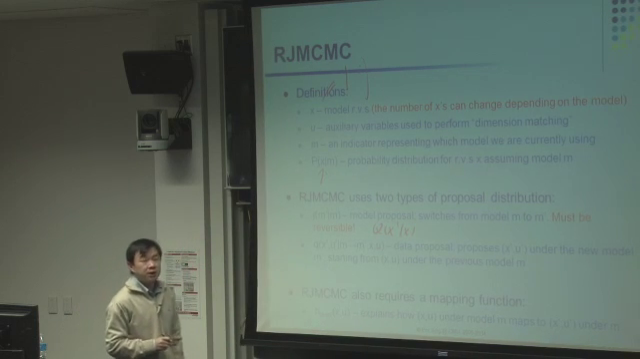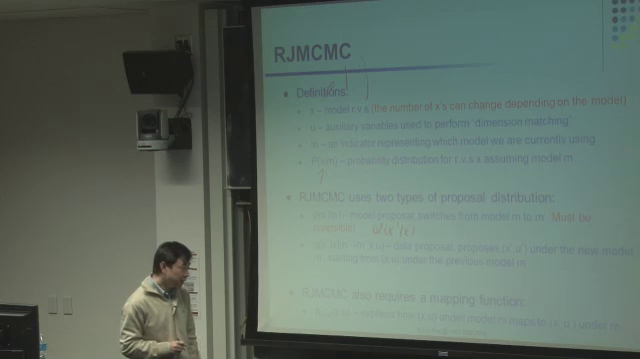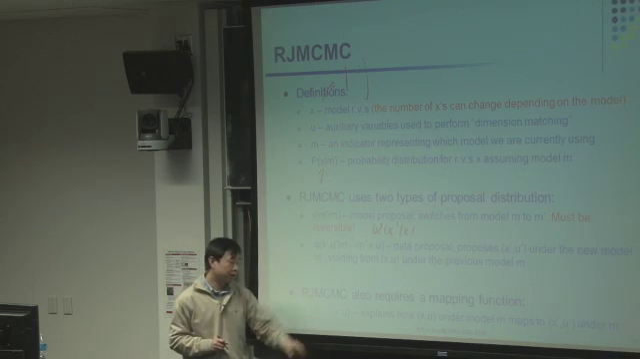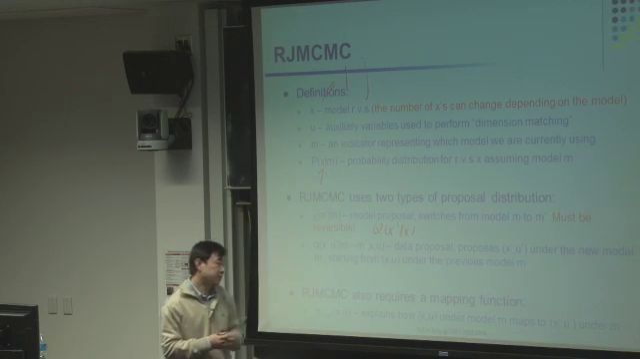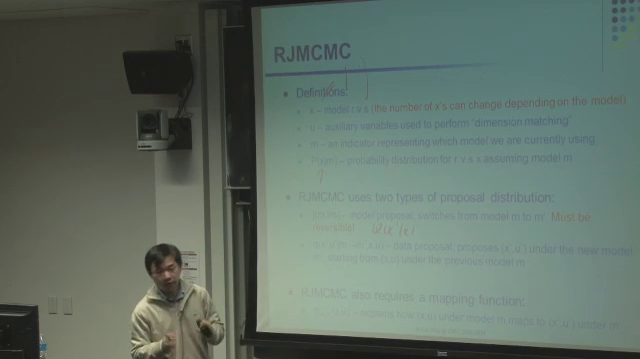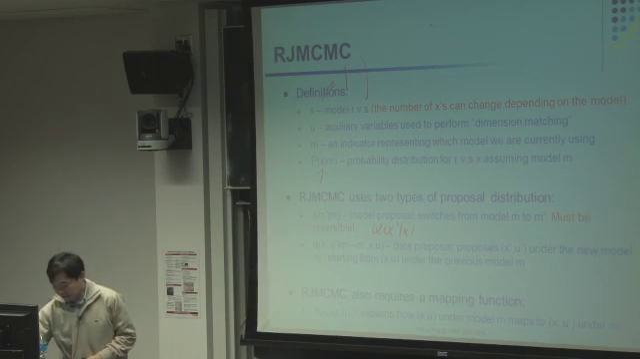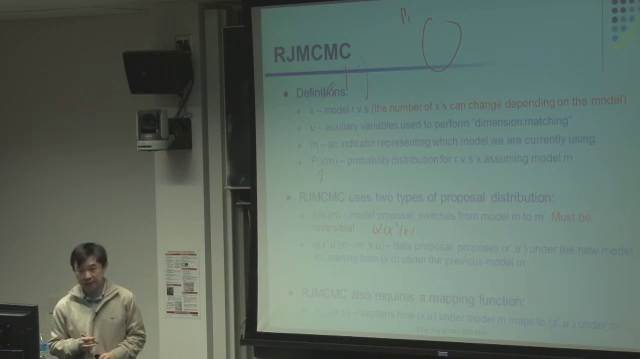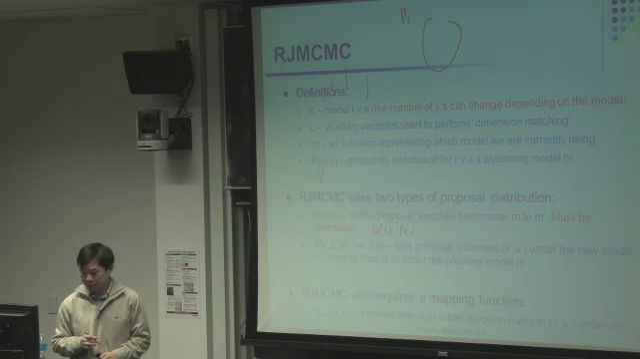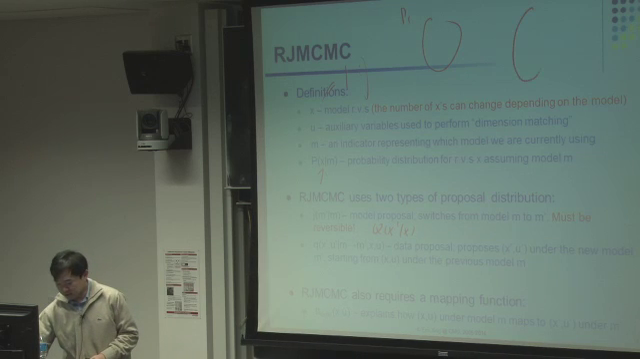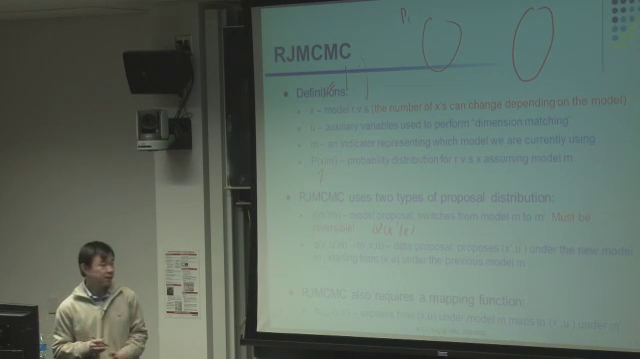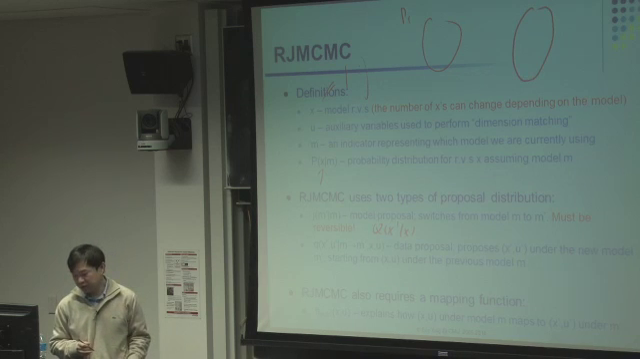And we also need to have a device which is a mapping function of the states in 2 different worlds. For example, here I have a model space which is for 2-dimensional data, and here I have a model space which is for 3-dimensional data, a 3-dimensional model.